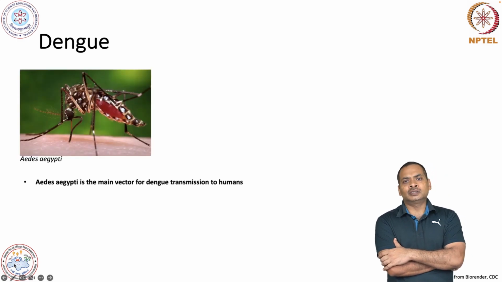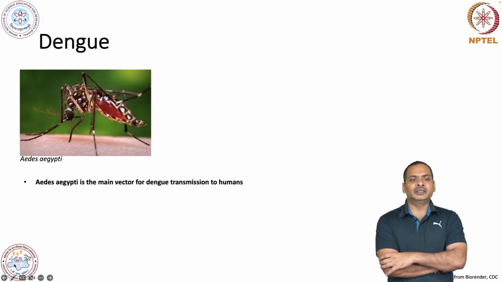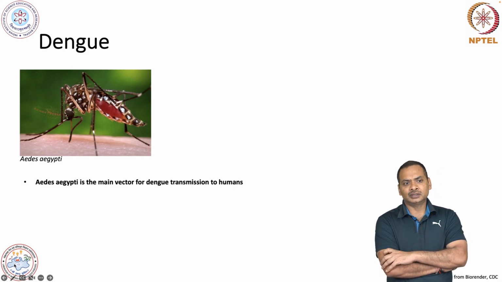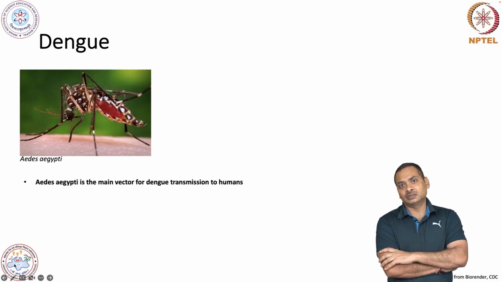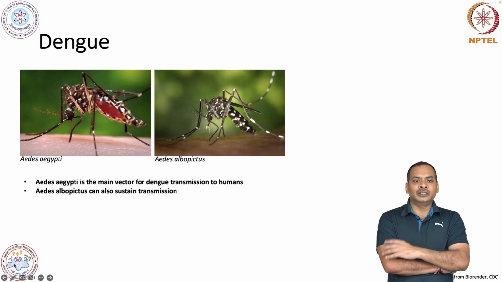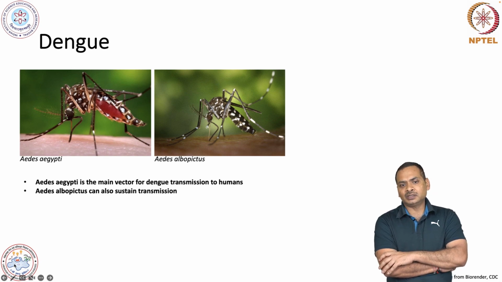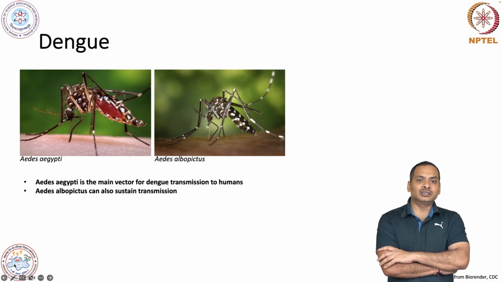Here you can see how the mosquito looks. Dengue is spread by Aedes aegypti, and this is the main vector for dengue virus transmission to humans. There is another species also, Aedes albopictus, which can also transmit the virus.